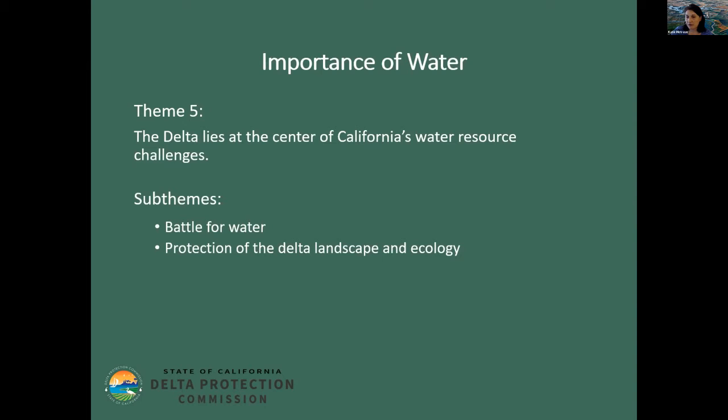Theme 5 is the importance of water. Of course, this is also a very prominent theme. Anything to do with how we use water and protection of the water and landscape and ecology. What has changed with water over time, needs of people, but also the effects of the engineered landscape on the habitat and the Delta smelt and the salmon and other estuary related habitats, things like that. And what are we doing to help preserve and protect them?